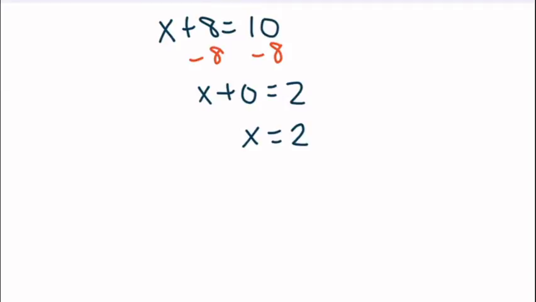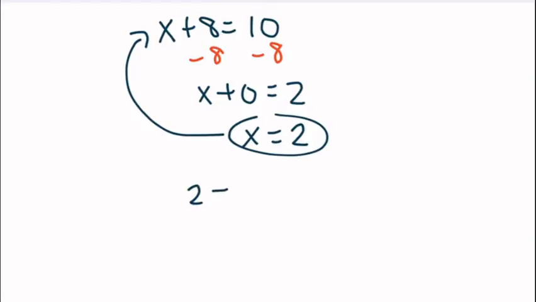And to check our answer, we're going to plug it back into the equation. So 2 plus 8 equals 10, and we know that 10 is equal to 10. So this is correct.